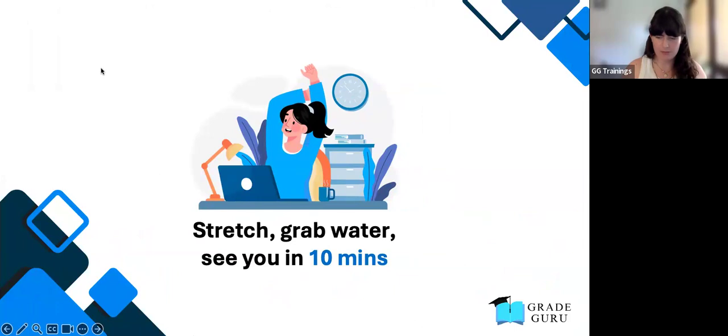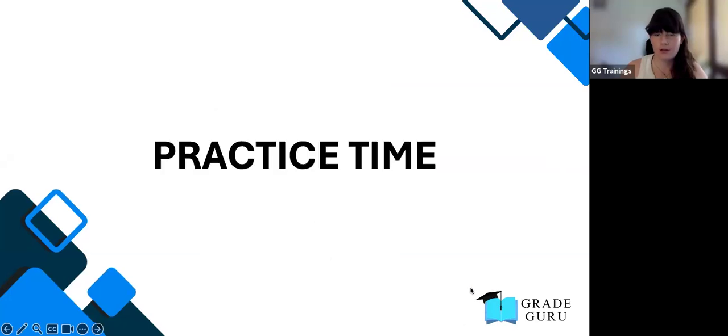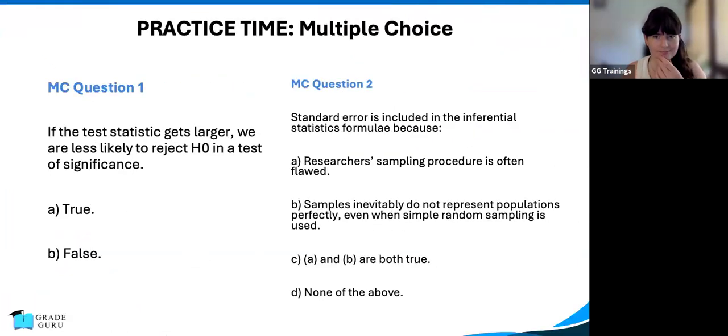All right, guys, everyone back. Cool. Okay, let's head into the practice time. So we are starting with some multiple choice questions. Whatever you're working on, a piece of paper or digitally, I want you to write down your own answers for these, and then we're going to go through them after we've gone through all of the multiple choice questions.